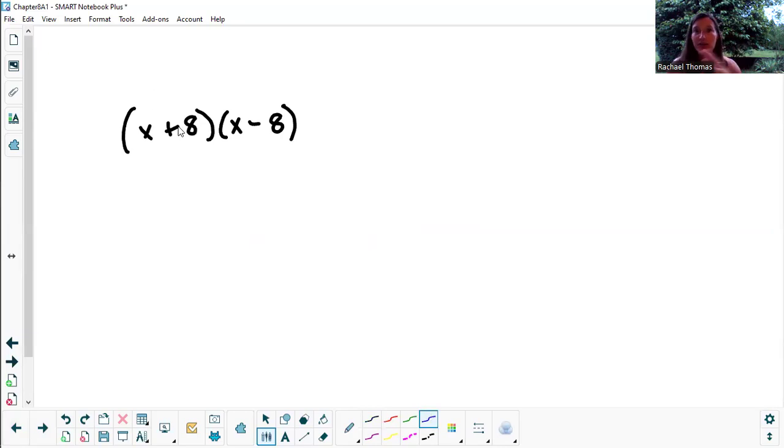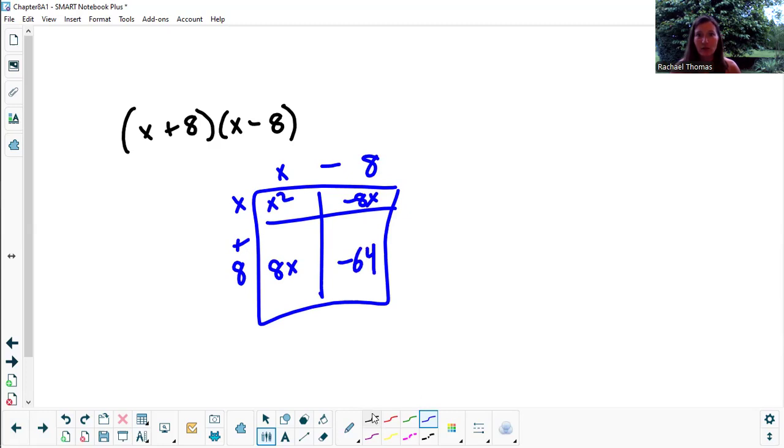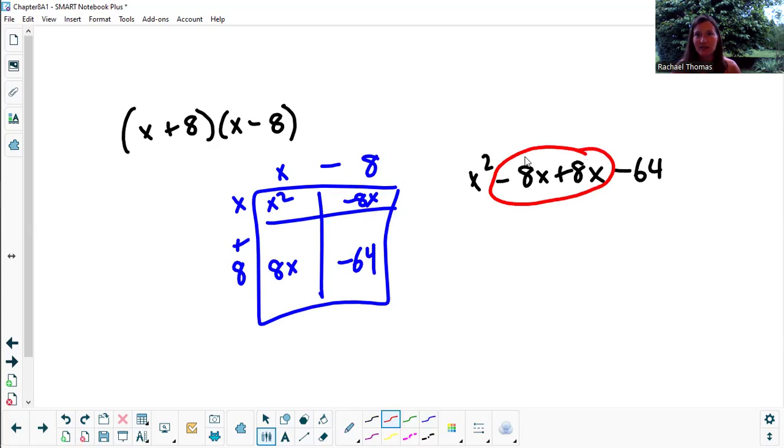Okay, so x plus 8 times x minus 8, just for giggles, let's say I had the same number, one was plus and one was minus, and I'm going to go ahead and do this one, x plus 8 and x minus 8 window pane wise. X times x is x squared, x times negative 8 is minus 8x, 8 times x is positive 8x, and then 8 times negative 8 is 64, x squared minus 8x plus 8x minus 64. And do you notice what happens here? Those guys just cancel out completely.